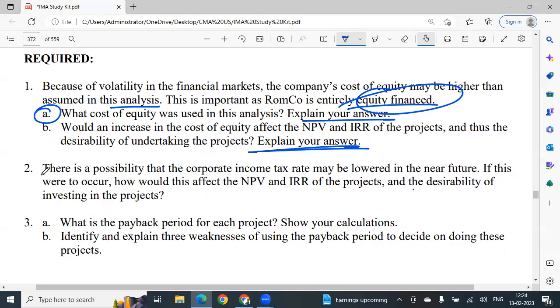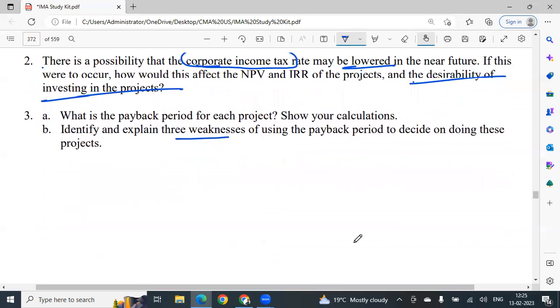Okay, the next one. There is a possibility that the corporate income tax rate may be lowered in the near future. If this were to occur, how would this affect the NPV and IRR of the projects and the desirability of investing in the projects? Okay, so understanding that the corporate income tax is going to be lowered, what impact would it make to the NPV and IRR? Then, what is the payback period for each project? Show your calculations. Identify and explain 3 weaknesses of using payback period to decide on doing these projects. Is there anything else? No.